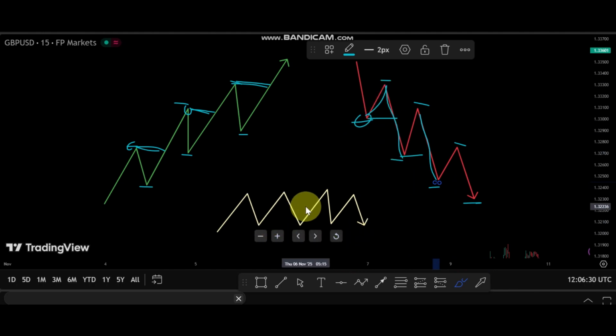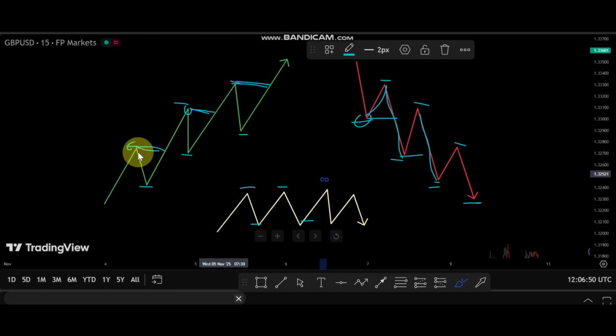While in the last market structure, which is called a sideways market or consolidation, there is no specific market direction. The market is just moving in a range. So we can trade this, we can trade this, we can trade this. Now the next step is to go to the chart.